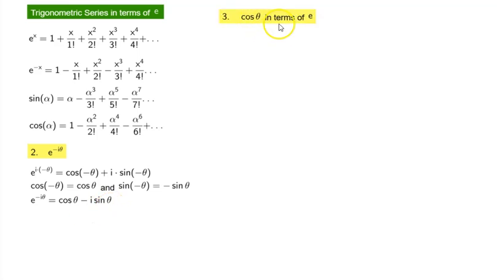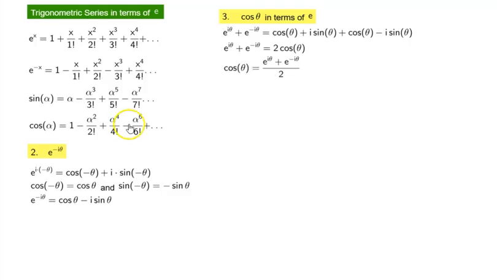Now we come to cos theta in terms of e. So we add e to the power of i theta with e to the power of minus i theta. We get cos theta plus i sine theta plus cos theta minus i sine theta. i sine theta minus i sine theta cancel out. We are left with 2 cos theta. And which means cos theta is equal to e to the power of i theta plus e to the power of minus i theta divided by 2.